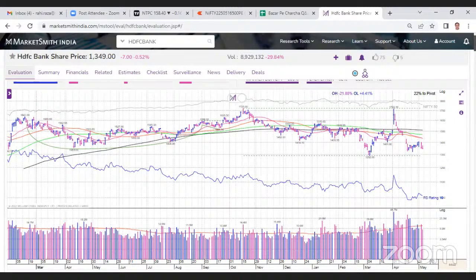So if someone is looking to take a long-term or mid to long-term position in HDFC Bank, I would suggest to avoid, or one can take at least 30-40 or maximum 50% position only, and I would suggest them to add more stock if it comes to 1200 rupees.